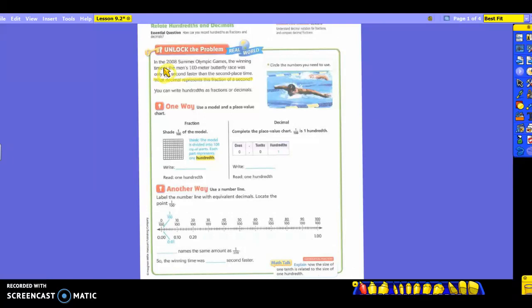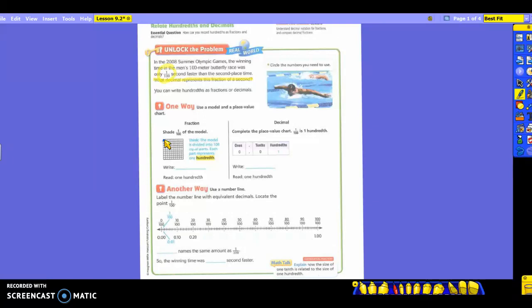So take a look here. First one is the model. We're going to shade 1/100th of the model. What do we know about this model? They are 100. There's 100 in there, right? So if I'm supposed to shade 1/100th, what am I going to shade? 1/100th is only one little square. So you're going to shade one little bitty square. That is equivalent to 1/100. If it would say 100/100, then you would shade the whole thing, correct?